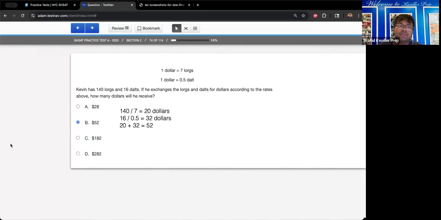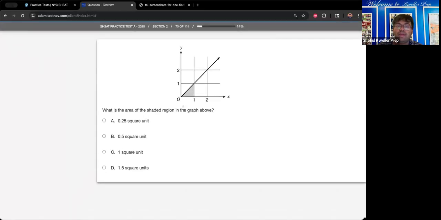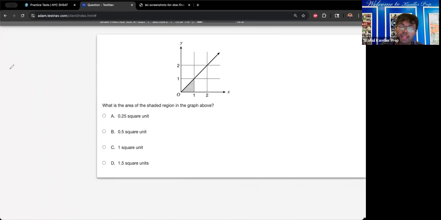Okay, let's go to the next one. Area of the shaded region of the graph. Again, this is a triangle. Just remember base times height divided by 2. Base is 1. Height here is 1. Base times height divided by 2. So it's just B.